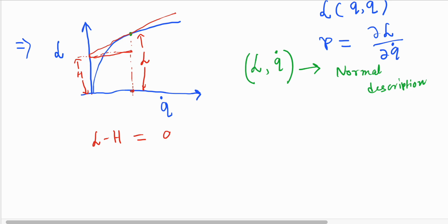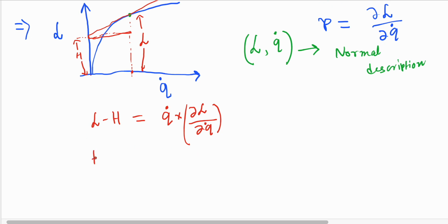What is the distance between here and here? That will be 0 to q dot. So this distance is actually q dot into the inclination. What is the inclination? The inclination will be del L del q dot. Now you can see that this H is actually L minus q dot into del L del q dot.